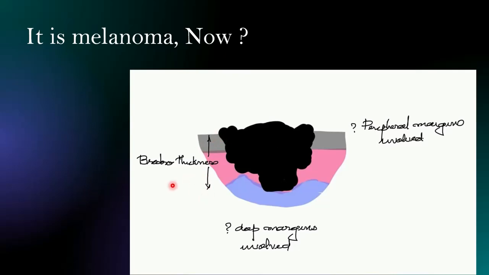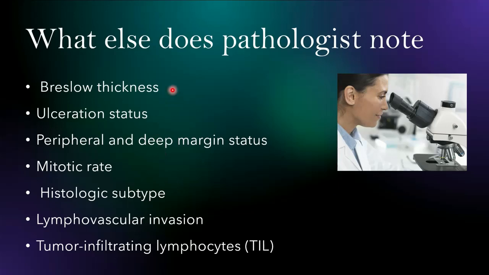All this can be assessed. What else? The pathologist also wants to know the Breslow's thickness, whether the melanoma is ulcerated or not, whether the peripheral and deep margins are positive, mitotic rate of the melanoma, histological subtype, whether there is lymphovascular invasion, and whether there are tumor infiltrating lymphocytes.